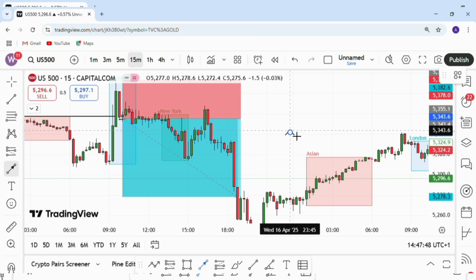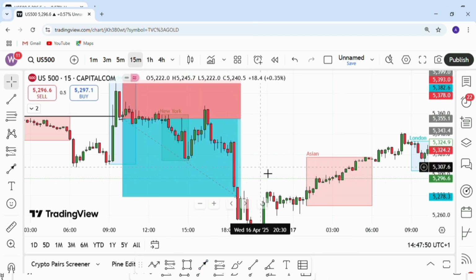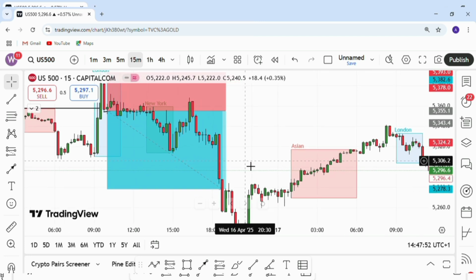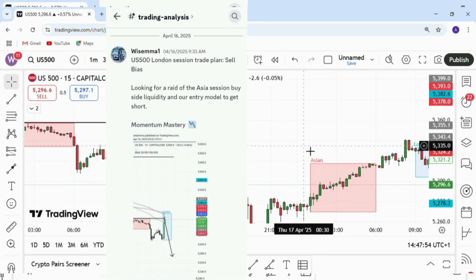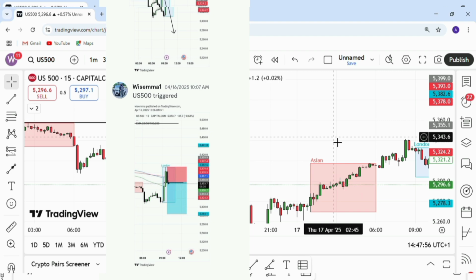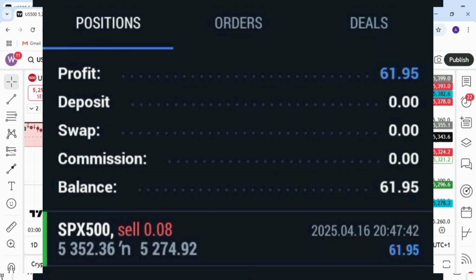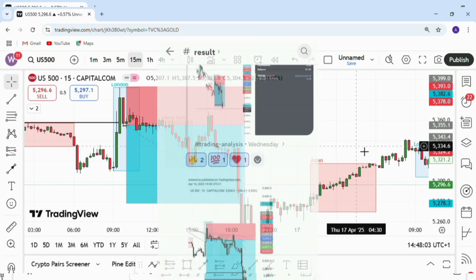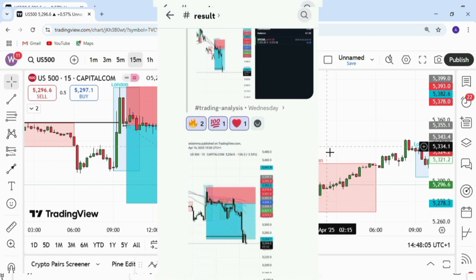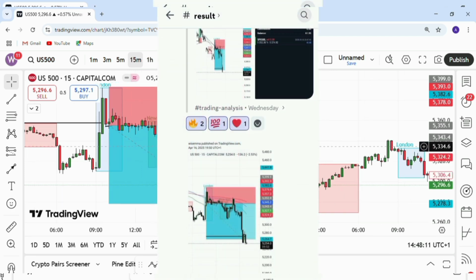So you see it like this, we hit TP here. These are the two trades we took this week, and this is the execution, and this is also the NT5 execution as I posted in my community. So this is it. This is for US 500 for this week.